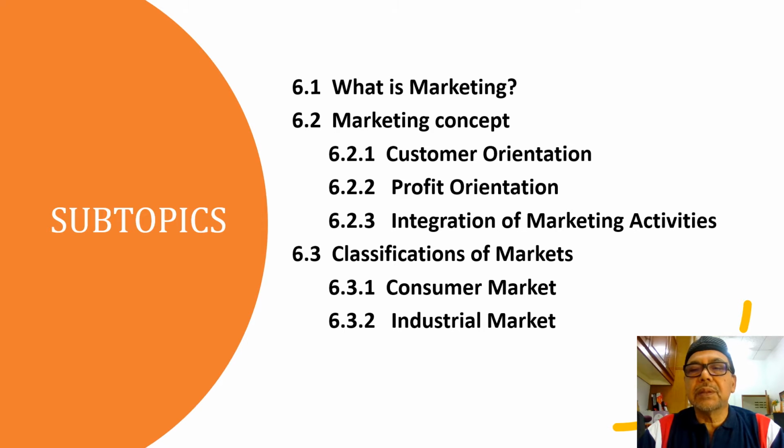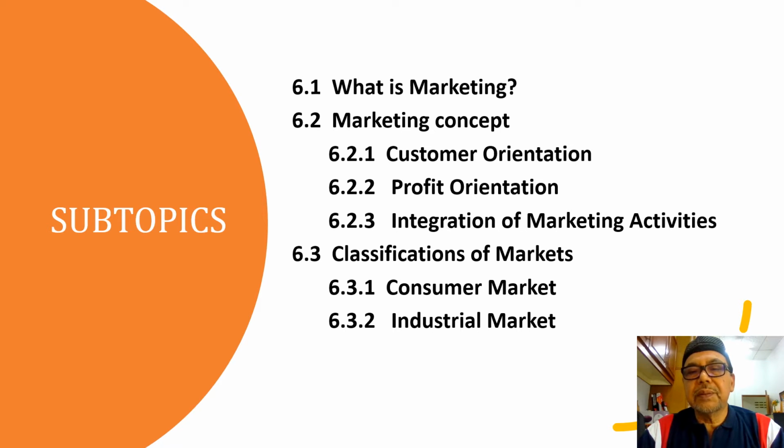Marketing concept is customer orientation. That means you have to prepare what the needs of the customer are, what the customer wants. That's number 1 thing. Number 2, profit orientation. Definitely every product you sell, you must make profit. Number 3, the integration of marketing activities. These are the 3 marketing concepts you have to keep in mind.